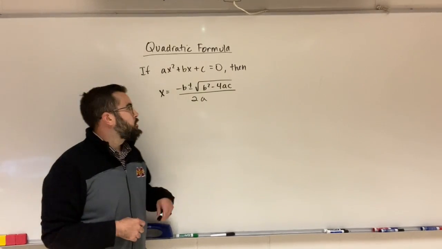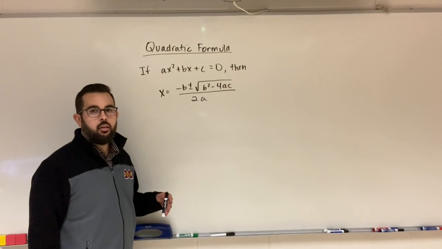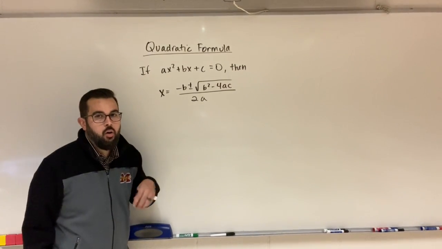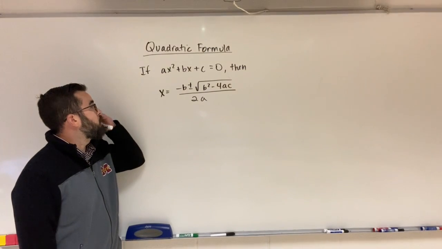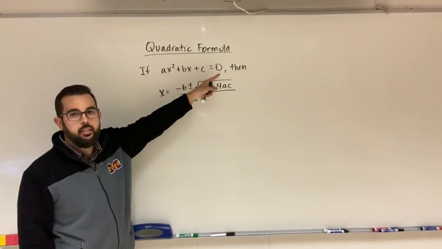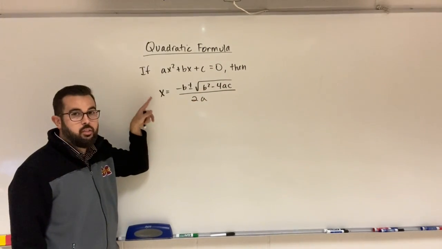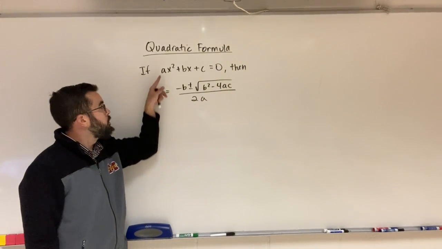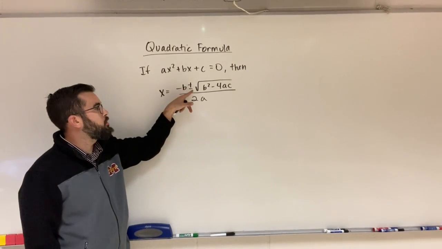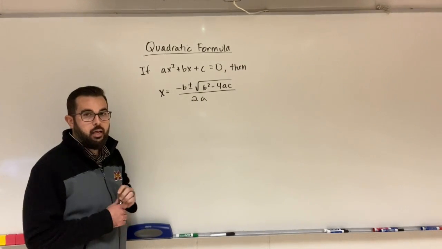The last few lessons have been preparing us to use the quadratic formula and how we simplify once we plug numbers into the quadratic formula. So the quadratic formula starts: if ax squared plus bx plus c equals 0, if we have a quadratic set equal to 0, then the solutions to that equation are given by x equals negative b plus or minus the square root of b squared minus 4ac all over 2a.